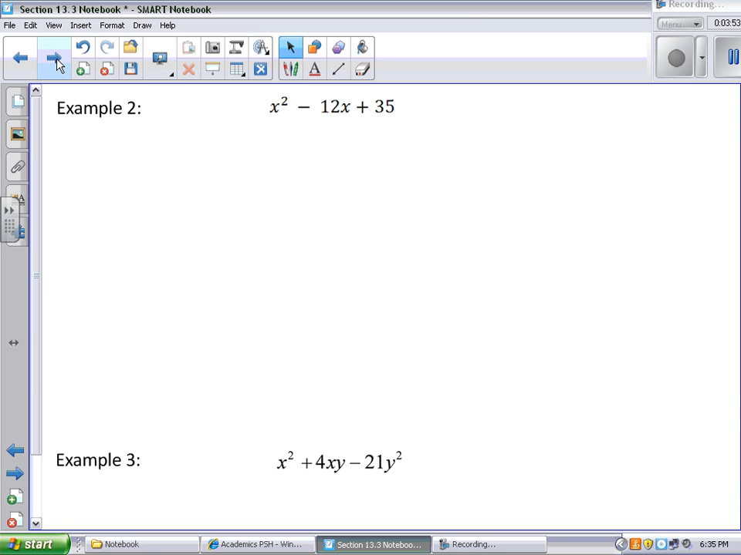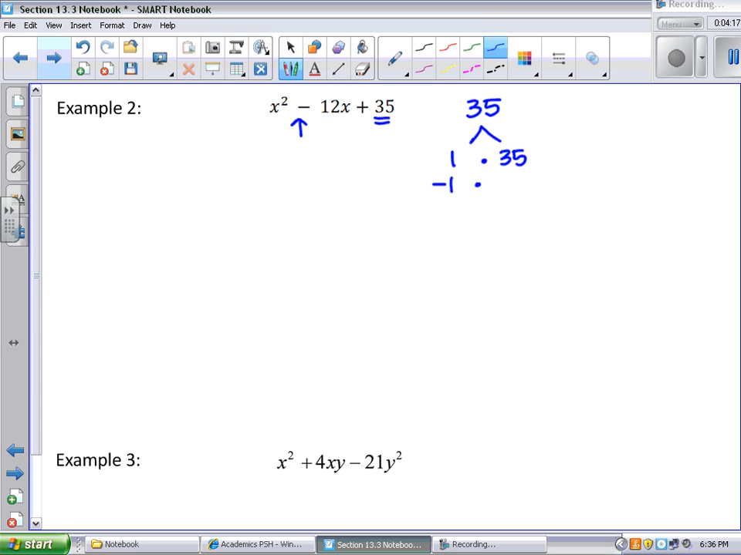We're going to do a couple more examples. We have x squared minus 12x plus 35. We're going to start with our constant term, c equals 35. Now this time I do have a middle coefficient that is negative, so I want to think about my negative options here as well. Positive 35 could be 1 times 35 or negative 1 times negative 35. Could be 5 times 7 or negative 5 times negative 7.